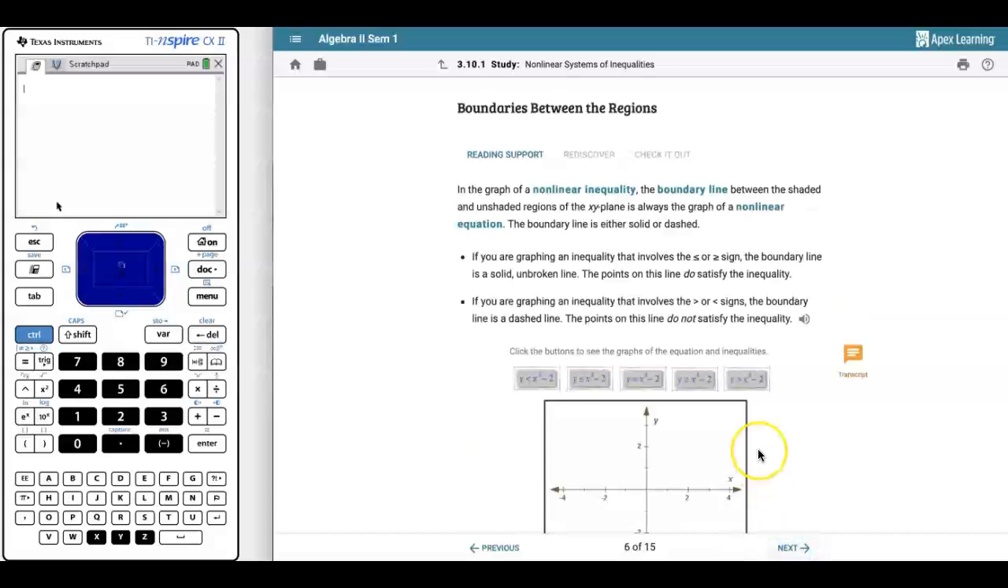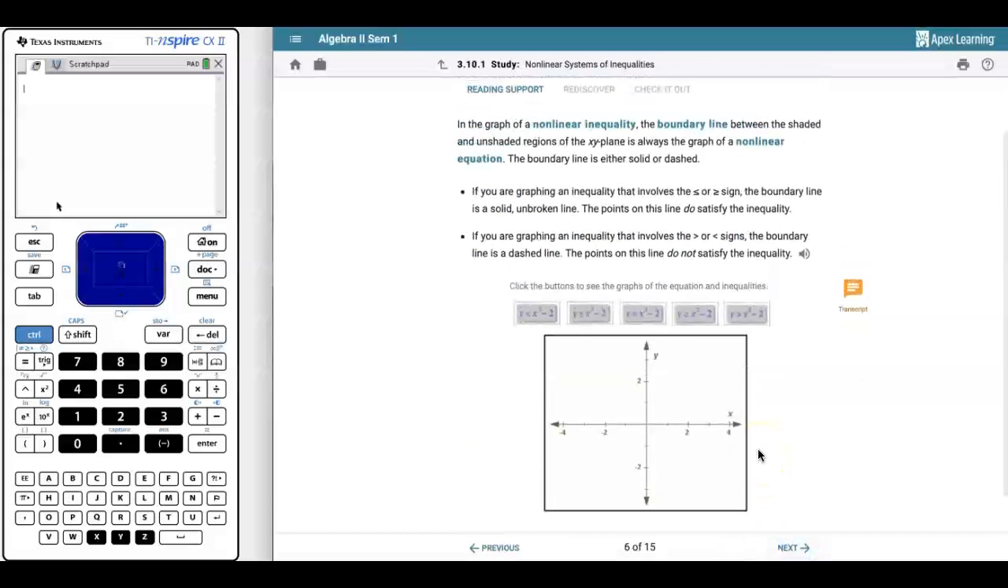All right. So let's point out some differences here, okay? So we said if you've got a greater than or equal to or less than or equal to sign, it is a solid boundary line. All right. If it is just a greater than or less than sign, it is a dashed line. And then if it is an equation and not an inequality, there is zero shading.